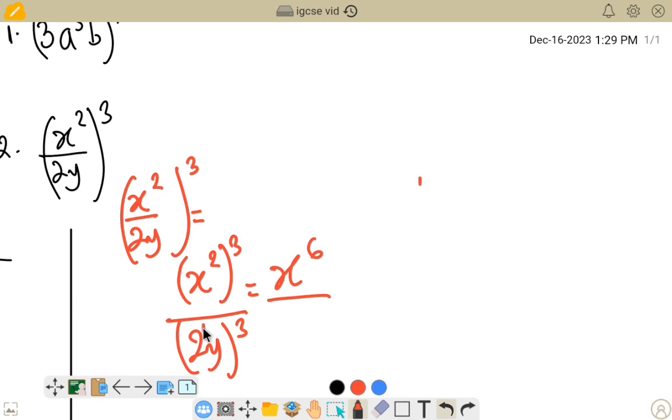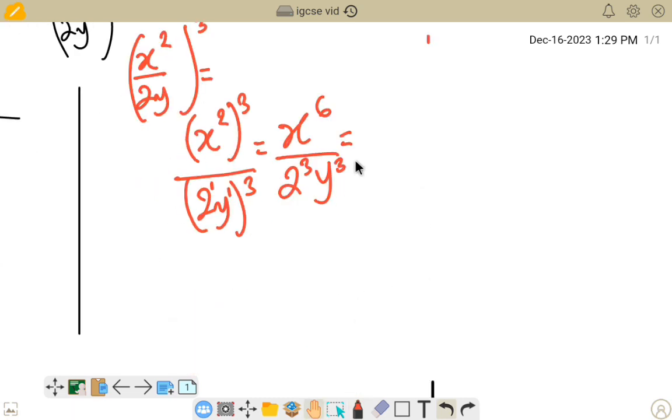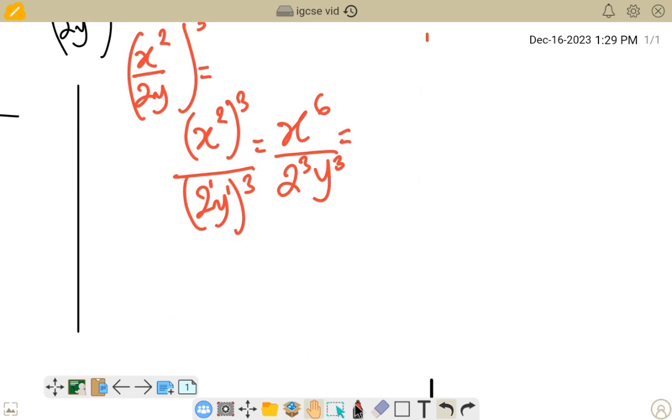imaginary 1 is here, don't forget that. So 1 times 3 will give you 2 raised to the power 3, y. You also have imaginary 1 here. 1 times 3 will give you y raised to the power 3. End of the day, that will give you x raised to the power 6 divided by 2 raised to the power 3, which is 8, then y raised to the power 3.